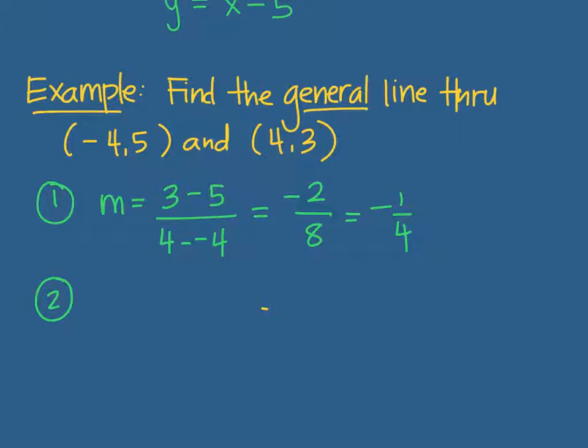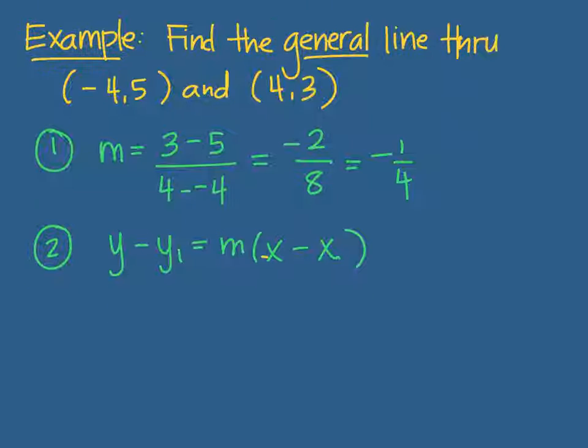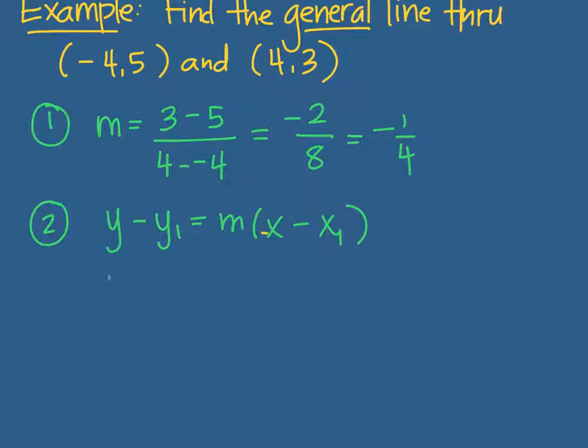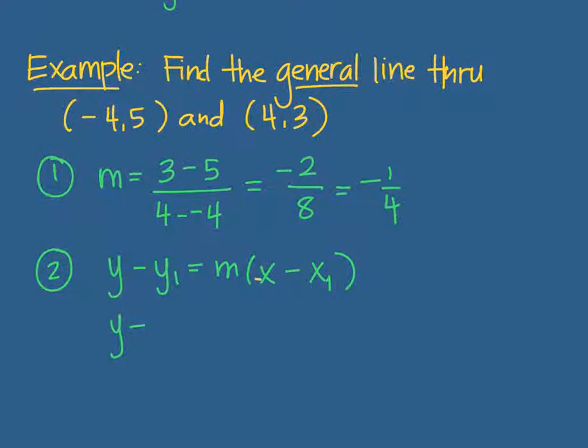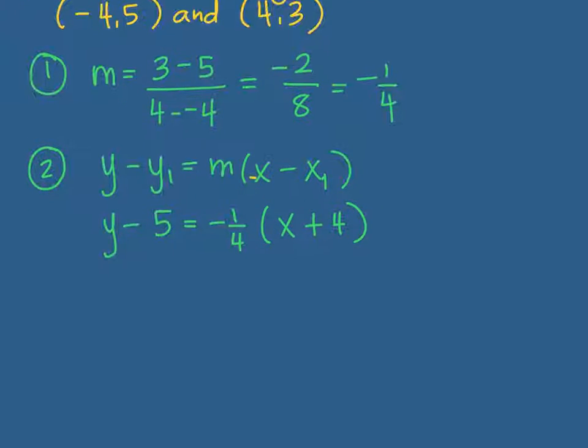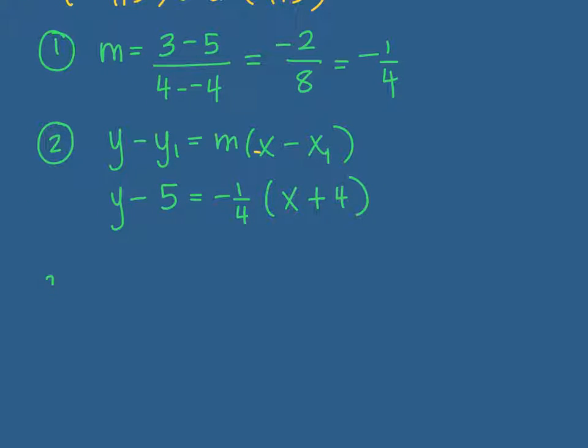Second step is to use the point slope form. So y minus y1 equals m times x minus x1. So my y1 is 5. My slope is -1/4. And my x1 is -4, which will become +4.